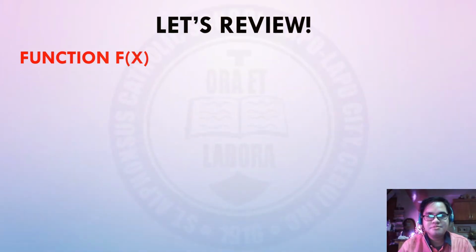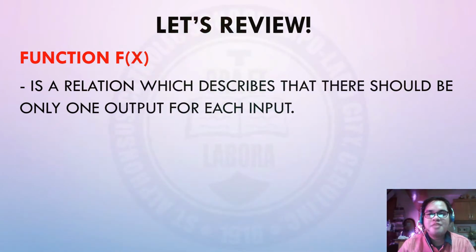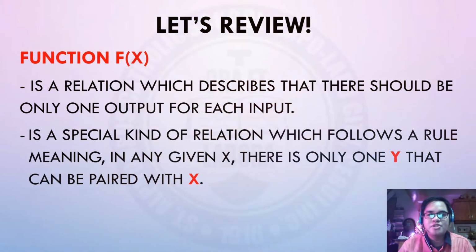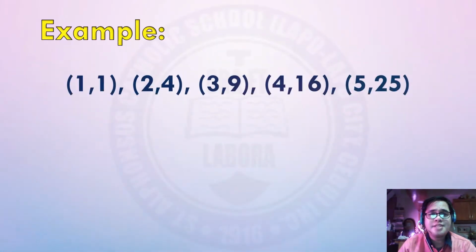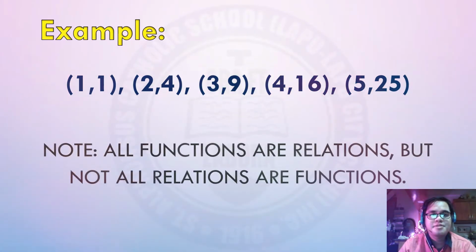When we say function, it is a relation which describes that there should be only one output for each input. It is also a special kind of relation which follows a rule, meaning in any given x, there is only one y that can be paired with x, or no two ordered pairs have the same abscissa. For example, this set of coordinate points is considered a function because no two ordered pairs have the same abscissa. And take note as well, all functions are relations, but not all relations are functions.